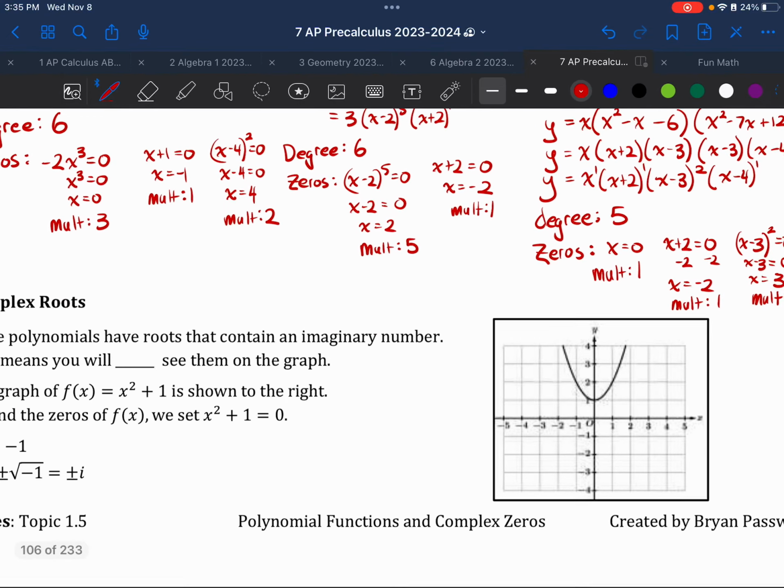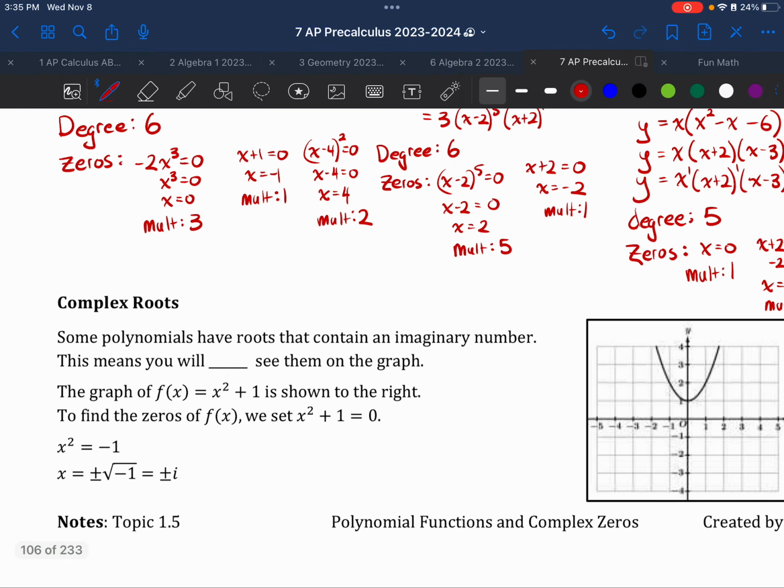Let's continue. Now we're going to talk about complex roots. So some polynomials have roots that contain an imaginary number. So you can see down here, eventually we get an imaginary root. This means you will not see them on the graph. This graph is reserved for real roots. Check it out. Where does this graph cross the x-axis? It doesn't. You didn't see it. You never saw any x-intercepts. Therefore, you never saw any roots, any zeros.